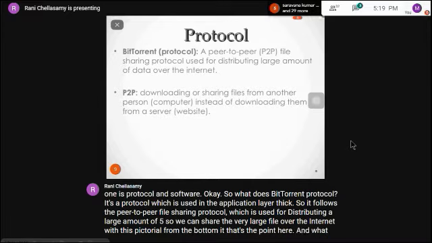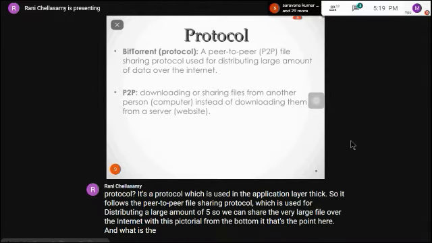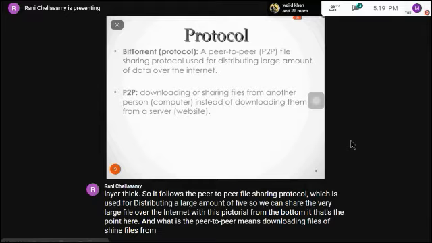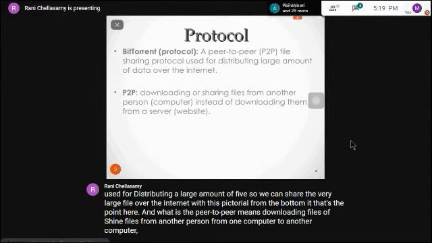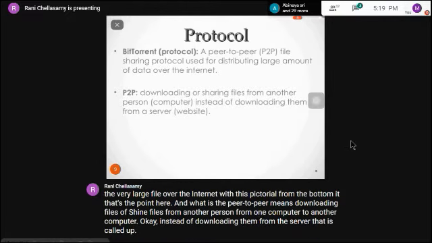And what does peer-to-peer mean? Downloading or sharing files from one computer to another computer, instead of downloading them from the server. That is called a peer-to-peer network.